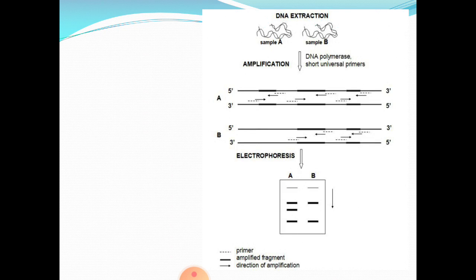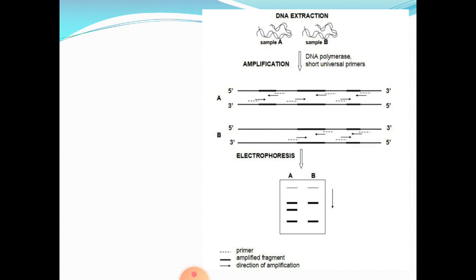What do you do in PCR? No, not at all. You will give short universal primers, oligonucleotides of 9 to 10 base pairs length, and you will conduct the PCR. You can see figure A will show you the PCR reaction for sample A DNA, and figure B will show you the PCR reaction for sample B DNA.